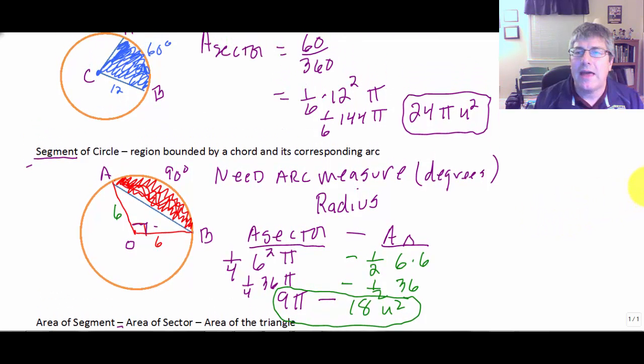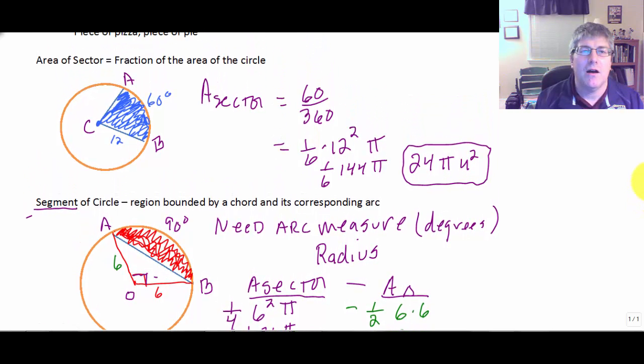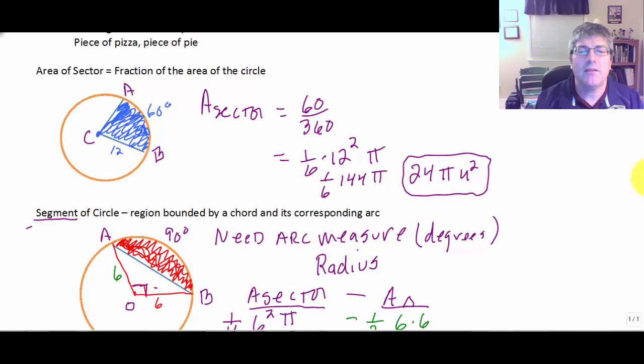So with that, you're in good shape to be able to find the area of sectors and segments, and we'll work on problems like this and ones with even substantially greater challenge when I see you in class.